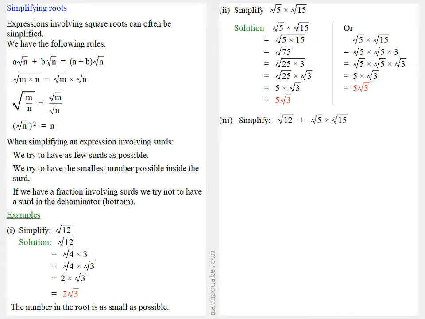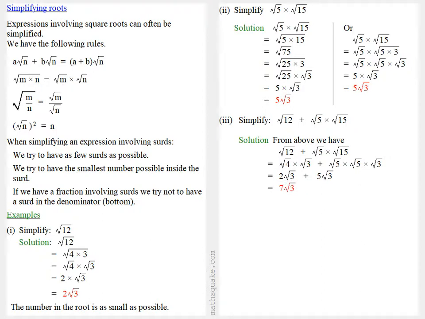In question 3, we're asked to simplify the square root of 12 plus the square root of 5 times the square root of 15. Now, we have worked out that the square root of 12 is 2 root 3. And we've also shown that the square root of 5 times the square root of 15 can be written as 5 root 3. So if we have 2 root 3 plus 5 root 3, this gives us 7 root 3.